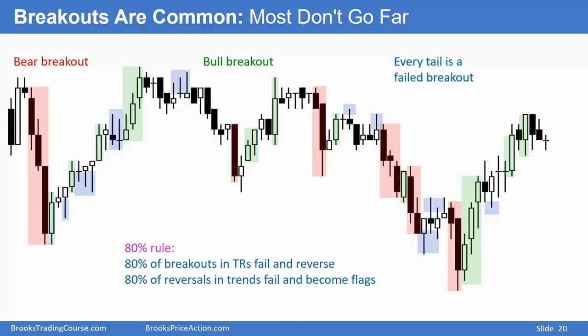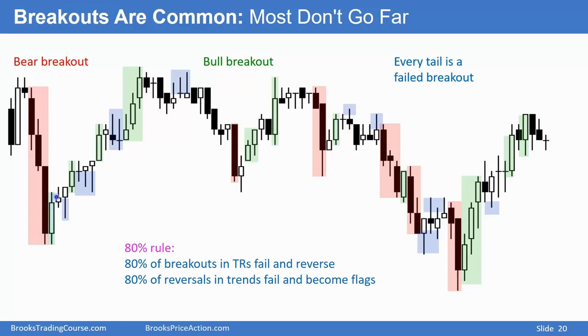Now, every tail on every bar is a breakout. This tail below, at one point, was a bear trend bar with a close down here, but by the time the bar actually closed, it became a bull bar. The market traded below this low.